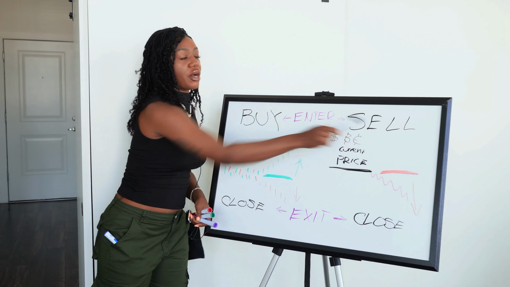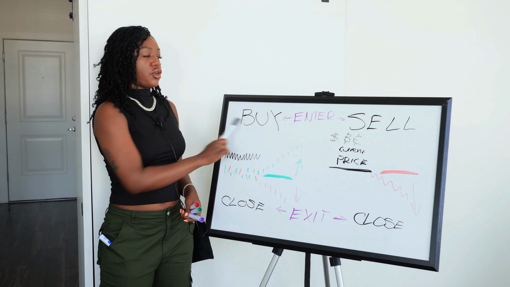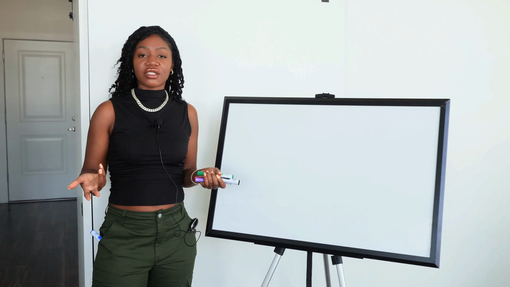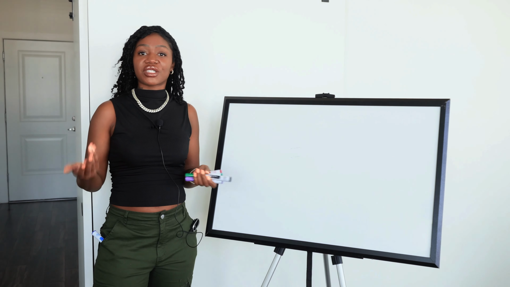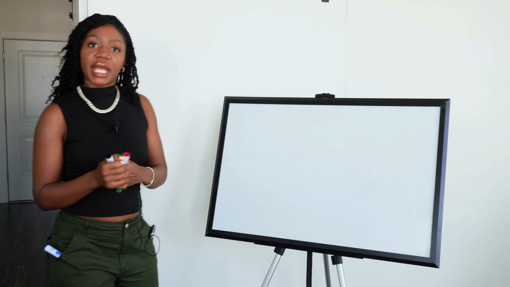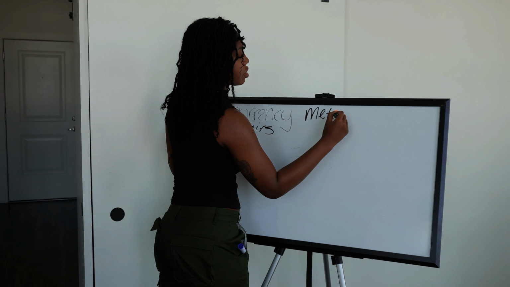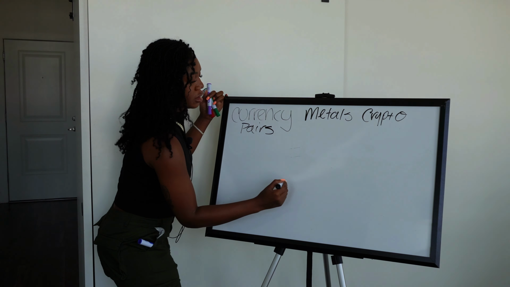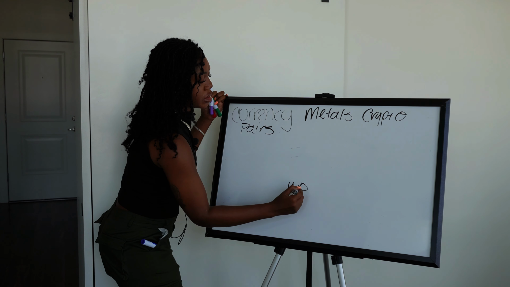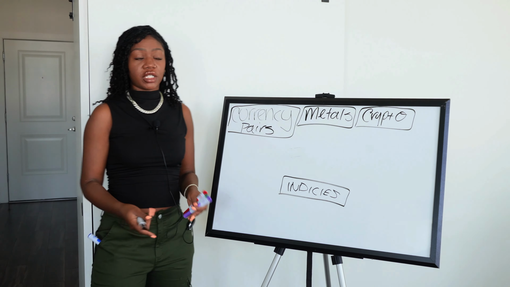You think price is going down, you're entering by clicking sell. You think price is going up, you're entering by clicking buy. Now let's talk about what you can enter into. So let's talk about the actual commodities that you can trade on the foreign exchange market. The main ones that you will hear about are currency pairs, metals, crypto. Down here, I'll put indices. These are the main commodities or things that you can trade on the foreign exchange market.